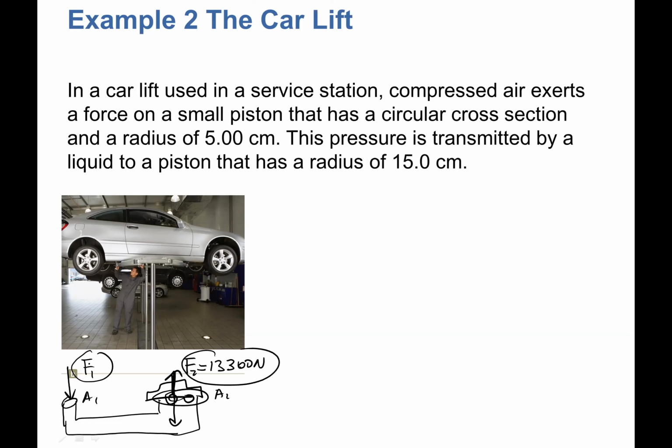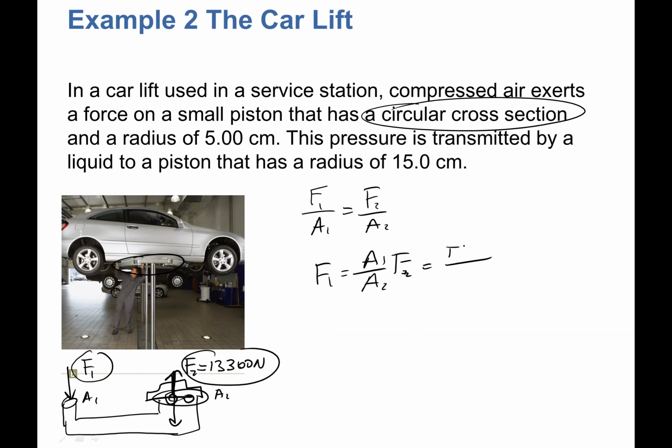All right, so what we do here is apply Pascal's law: F1 over A1 equals F2 over A2. That means I can solve for F1, which is A1 over A2 times F2. Now, those are circular areas, right? For circular cross-section areas, A1 is pi times R1 squared, this one is pi times R2 squared, and this one here is F2.